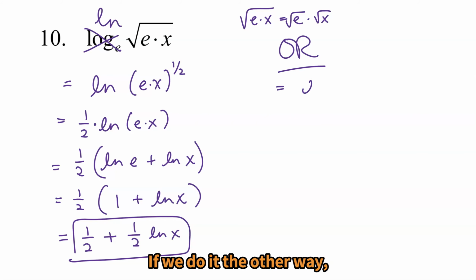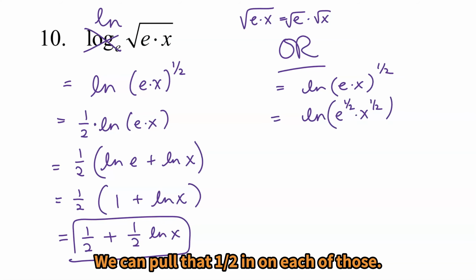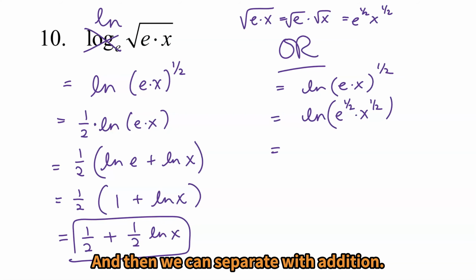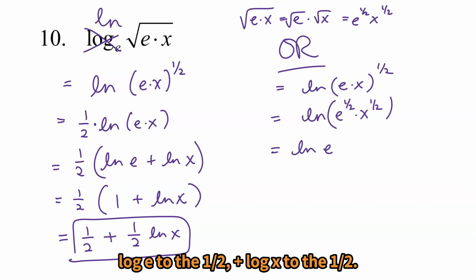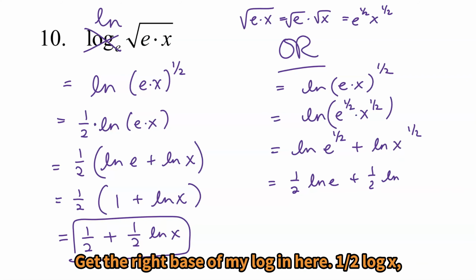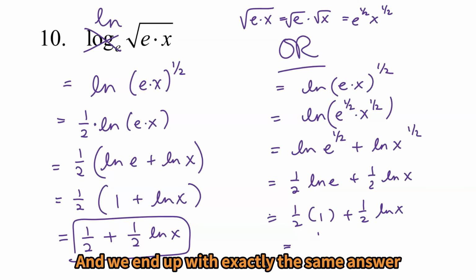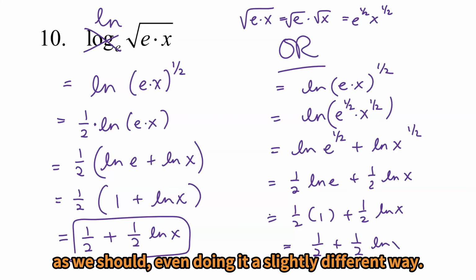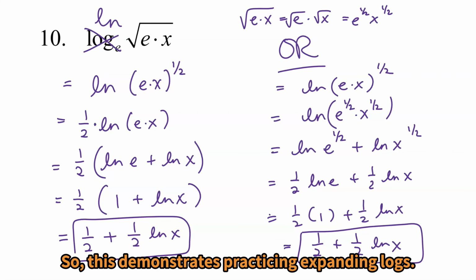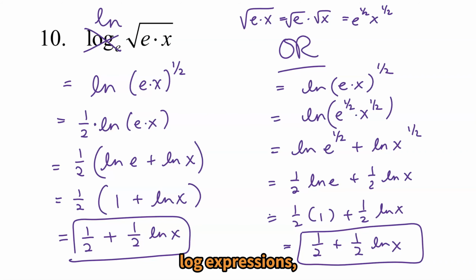If we do it the other way, natural log of e times x to the 1/2, we can pull that 1/2 in on each of those, and then we can separate with addition, log of e to the 1/2 plus log of x to the 1/2, and then pulling the 1/2 down, get the right base of my log in here, 1/2 log x, and then natural log e is just 1, and we end up with exactly the same answer as we should, even doing it a slightly different way. So this demonstrates practicing expanding logs, pulling the logs apart, and getting simpler log expressions, but more of them.